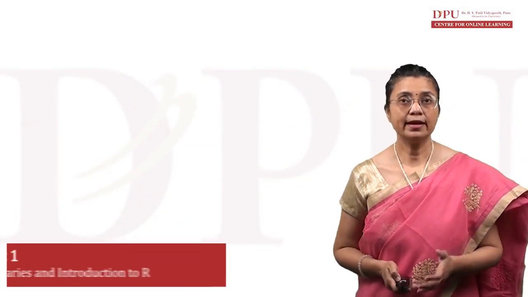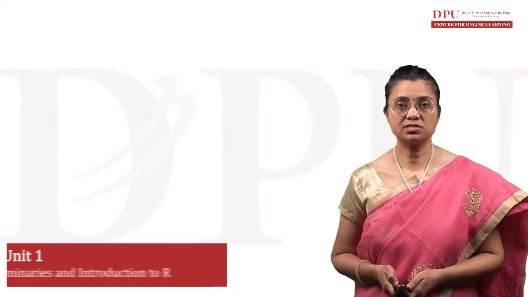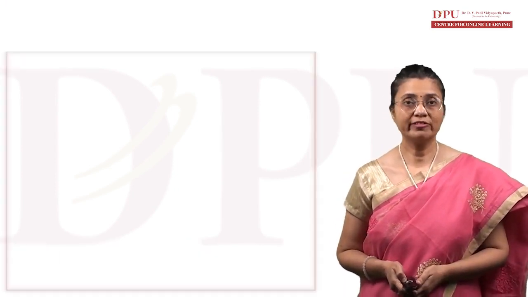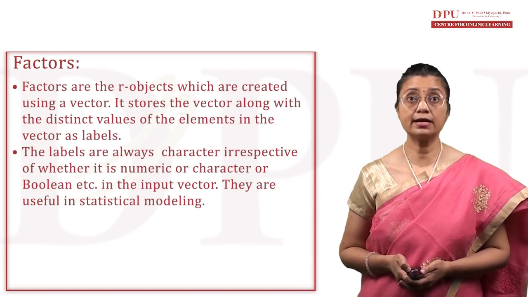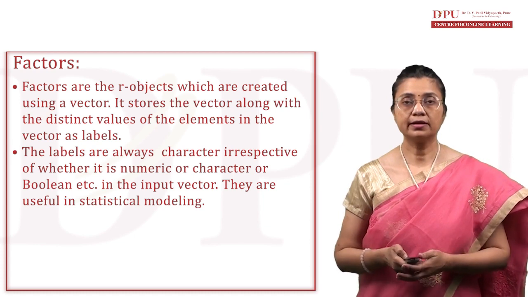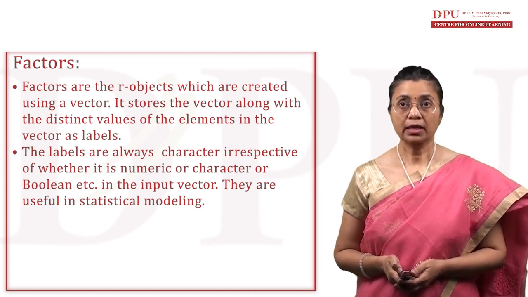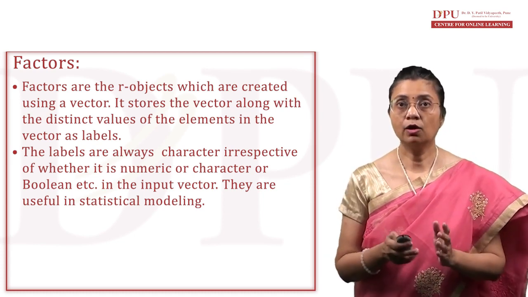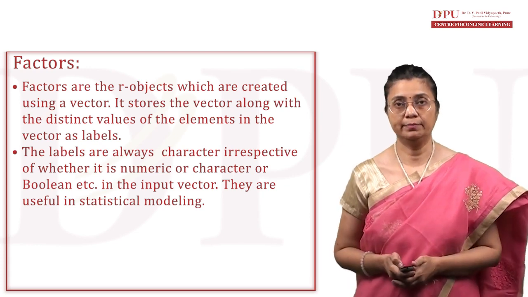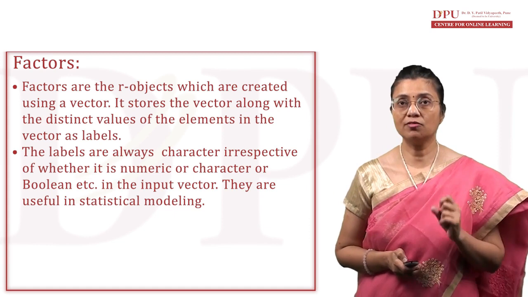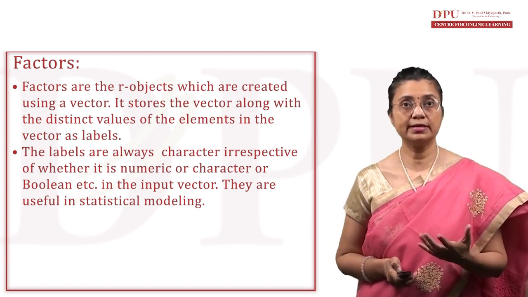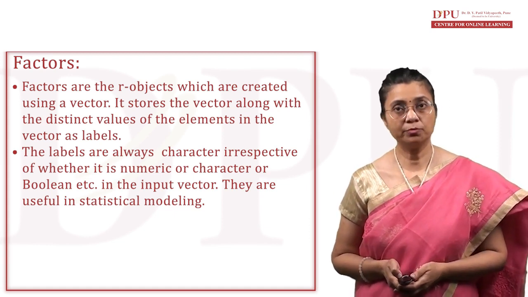So we have seen arrays and we have also seen matrices. Now let's come to a very interesting R object which is called factors. Factors are R objects which are created using a vector. It stores the vector along with the distinct values of the elements in the vector as labels. Labels are always character, irrespective of whether the input is numeric, character or boolean.